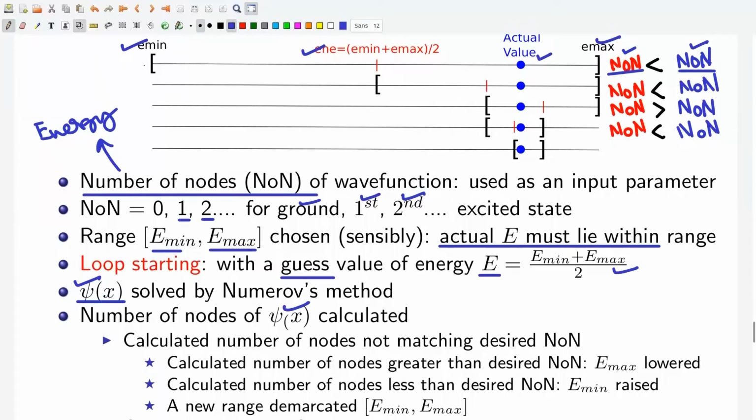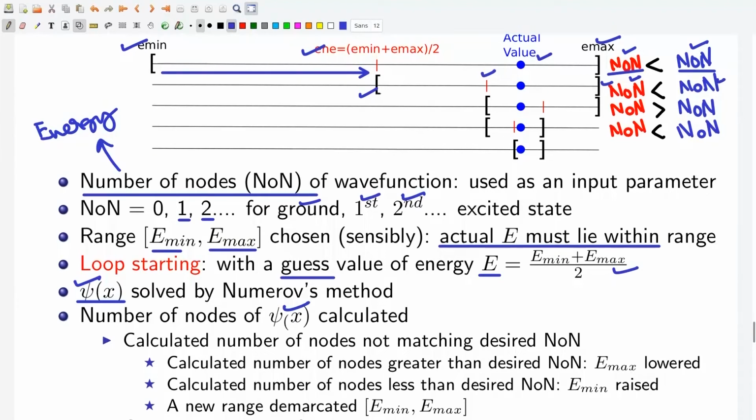I shift the lower limit to here. In the next cycle, this is my energy range, so this is my E min and this is the E max. And the guess value of energy is now lying here. Again, I solve psi of x using Numerov's method, and again I calculate the number of nodes, and check whether that is matching with the actual number of nodes or not.